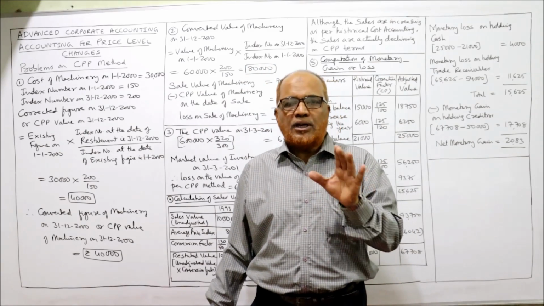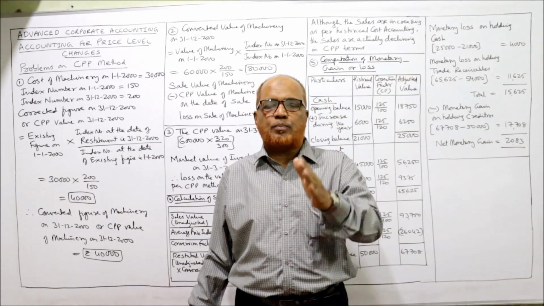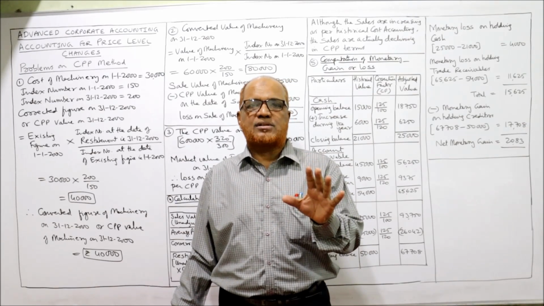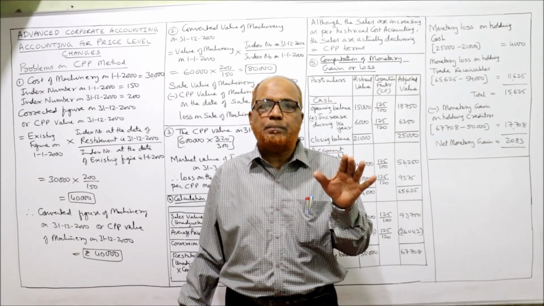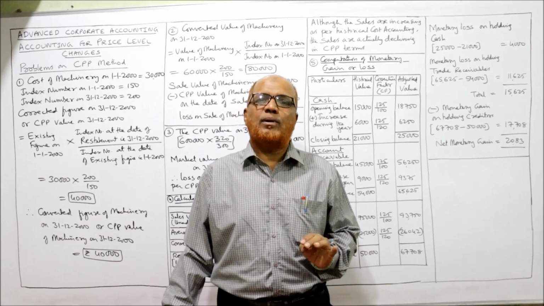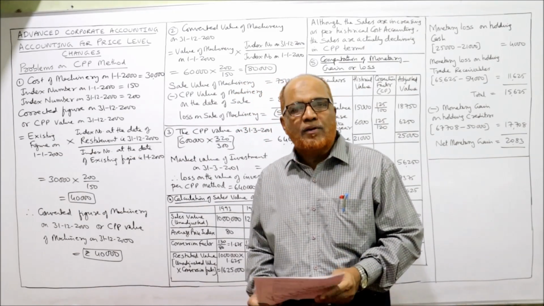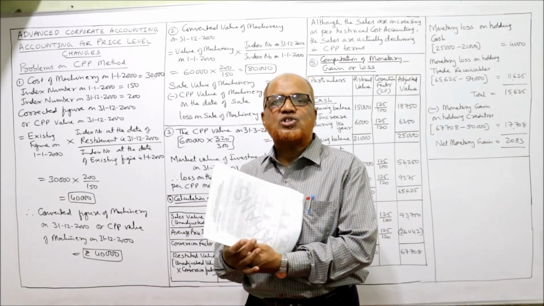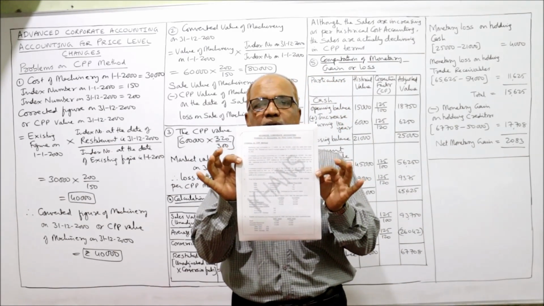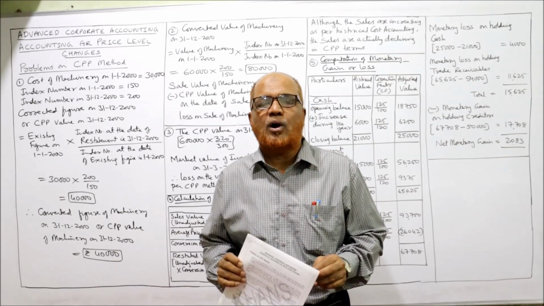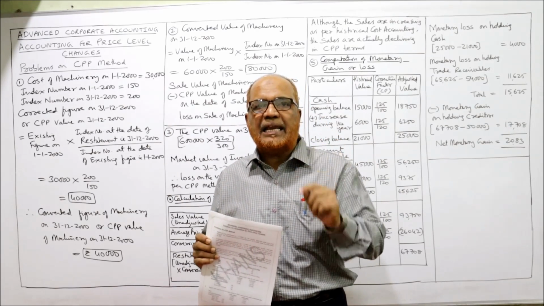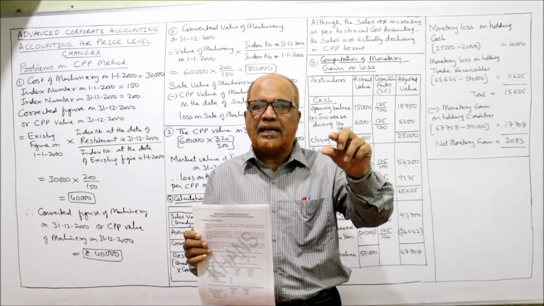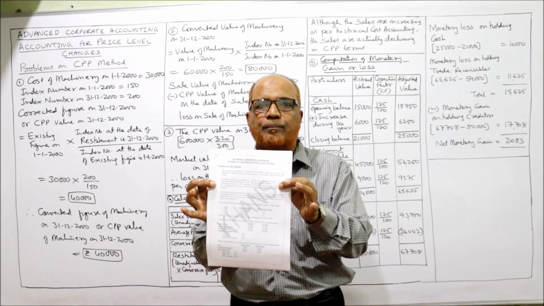First of all, I have divided the total chapter into two parts: problems on CPP and problems on CCA. I am going to solve 25 problems on the CPP method and 15 problems on the CCA method. First, I am beginning with the problems on the CPP method. Before starting, I expect my viewers to have a printout of the problems, which I have given in the link under my description. Go to the description, find the link in the last line, take a printout and keep it ready before watching the problems.